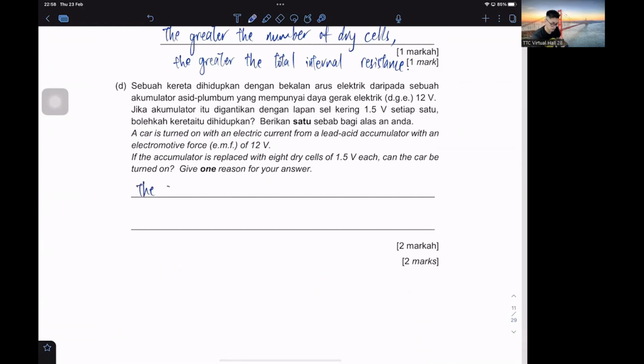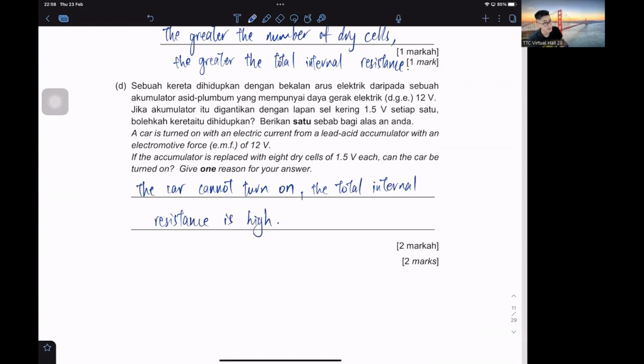Okay, so you say the car cannot turn on. Why? Because the total internal resistance is high. The car cannot turn on because the total internal resistance is high.